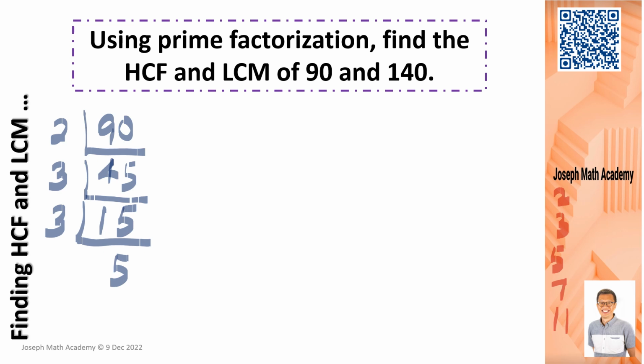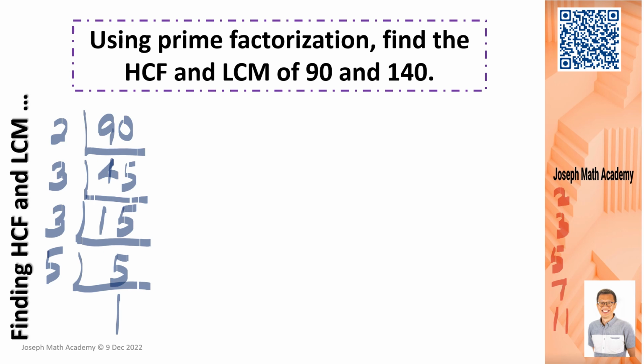Now 5 can no longer be divided by 3, so we move on to the next prime number, which is 5. So 5 divided by 5 is 1. We stop our repeated division once we arrive at the number 1. That means from here, we have already gotten the list of factors for 90. I'm going to write it down later.